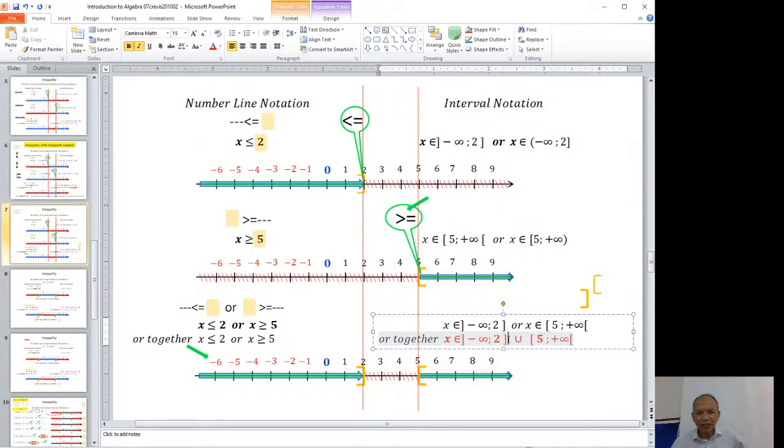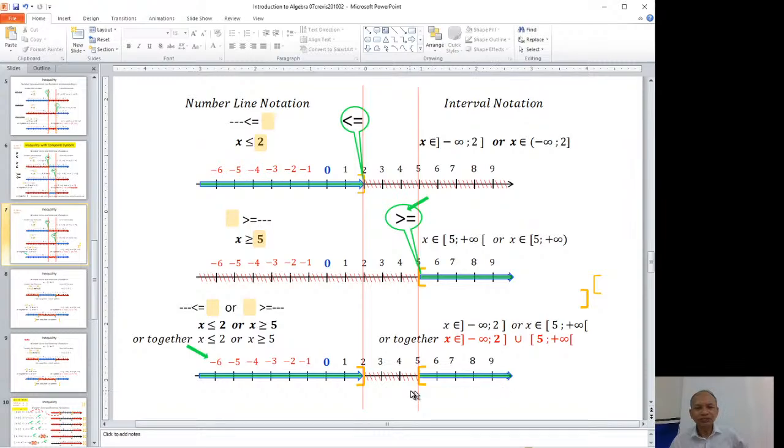It means that here, up to 2 including 2, and here, starting from 5 including 5, here 5 up to plus infinity here.